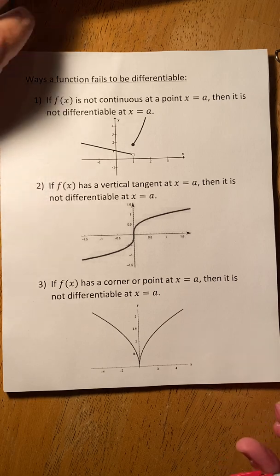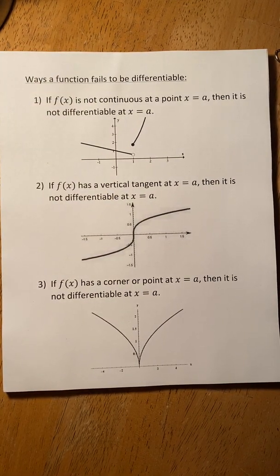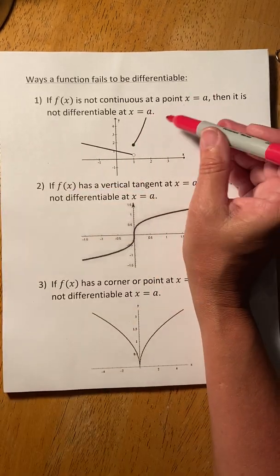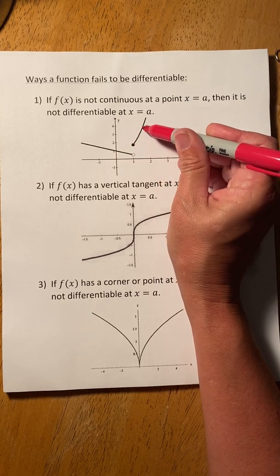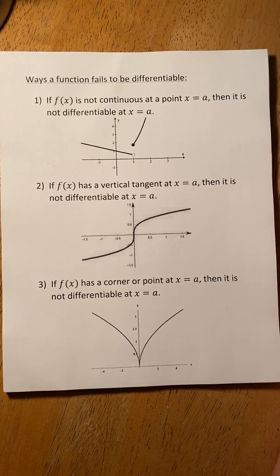Well, a function is not differentiable at a point when it's not continuous, because what we're looking at is how the slopes behave from the left to the right, and the limit has to be the same. So here, this slope is negative, negative, negative, negative all the way to that point. This slope is positive. They never match up. So if a function is not continuous at a point, it's not differentiable at a point.